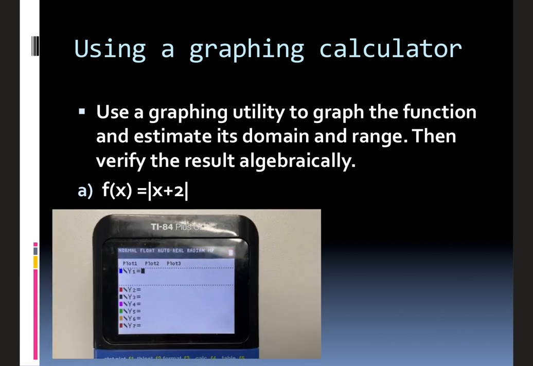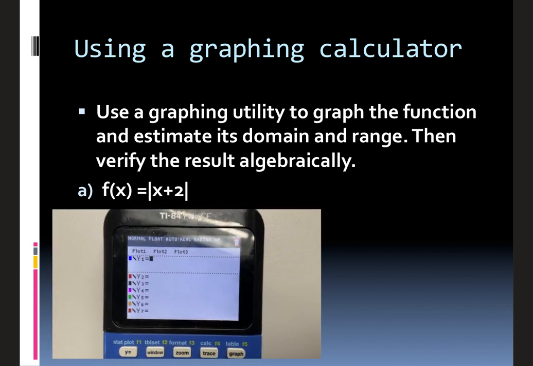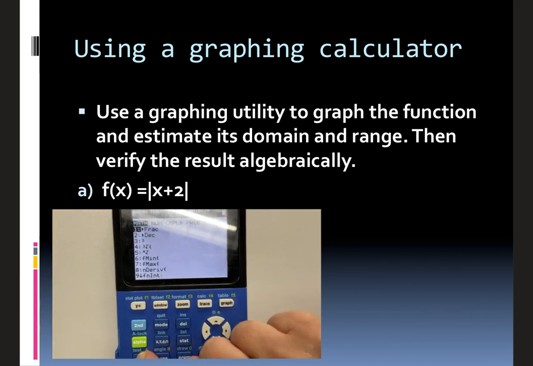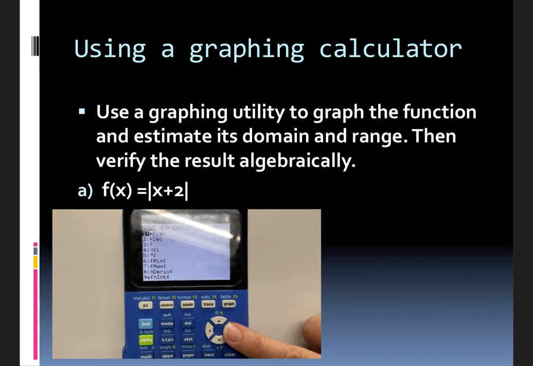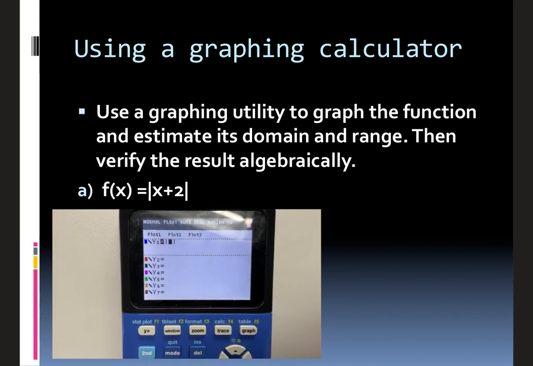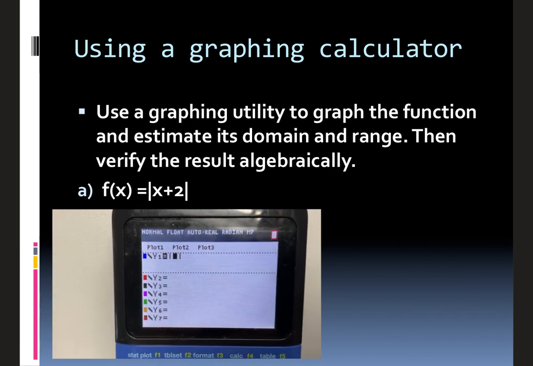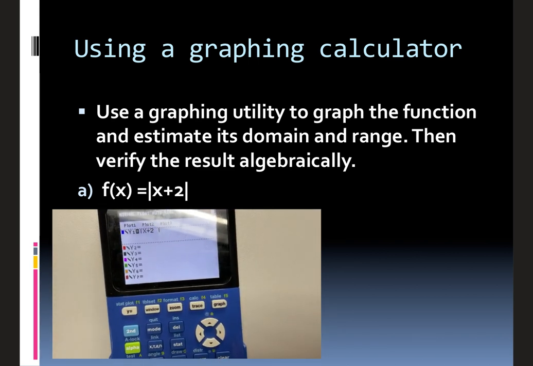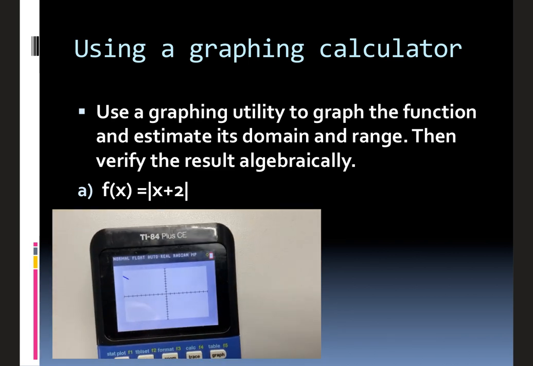All right, I'm going to type it in. I went to y equals. Remember that absolute value is under the math menu. I go to math, and then arrow over one to NUM, the number menu, and hit enter on ABS, and it gives you your absolute value brackets. Then I'm going to type x plus 2, hit enter, and hit graph.